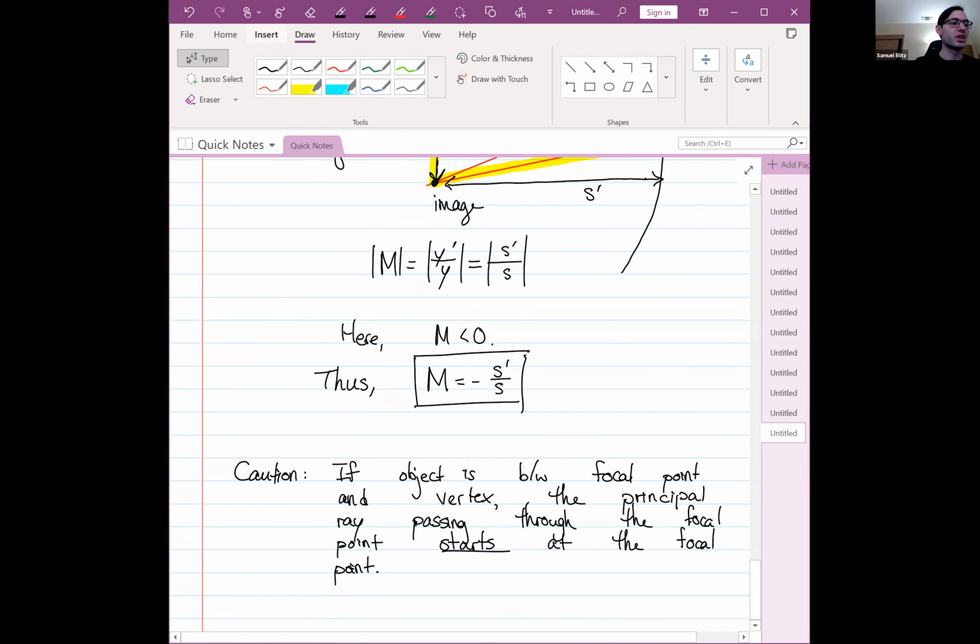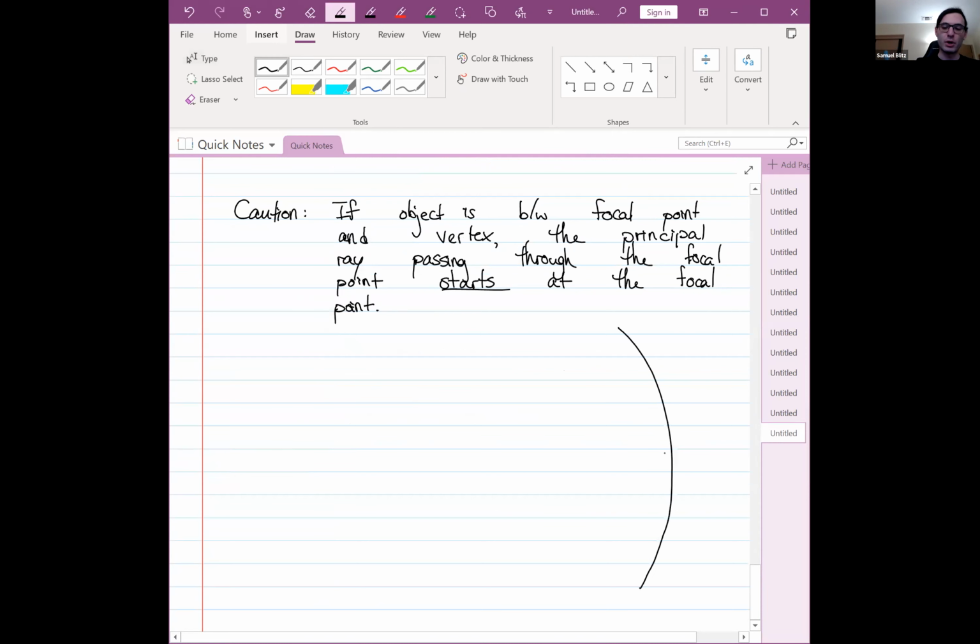So the picture here is something like this. You have your mirror, optical axis. Let's say that your center is here and your focal point is here. If your object is here, here's F, here's C, then one of the rays would ideally pass through the focal point, but it can't go backwards because it has to reflect off the mirror. So instead, we just have it start at the focal point and pass through the object. And then the same thing happens. It reflects off parallel.